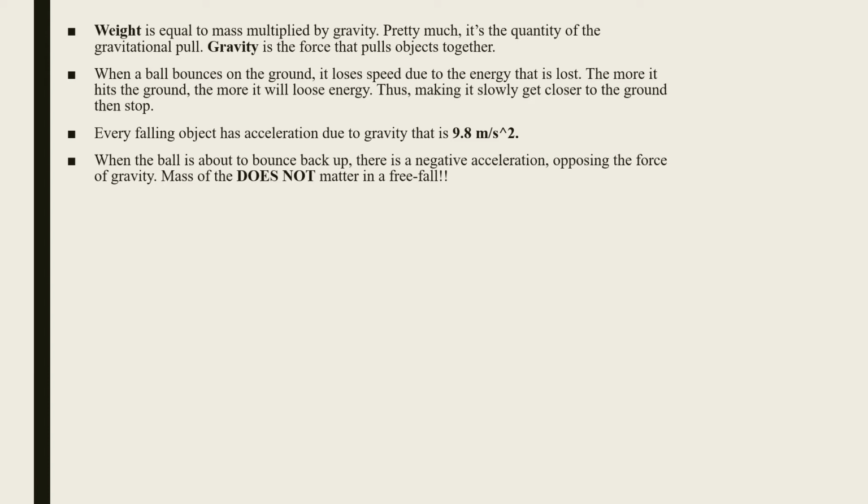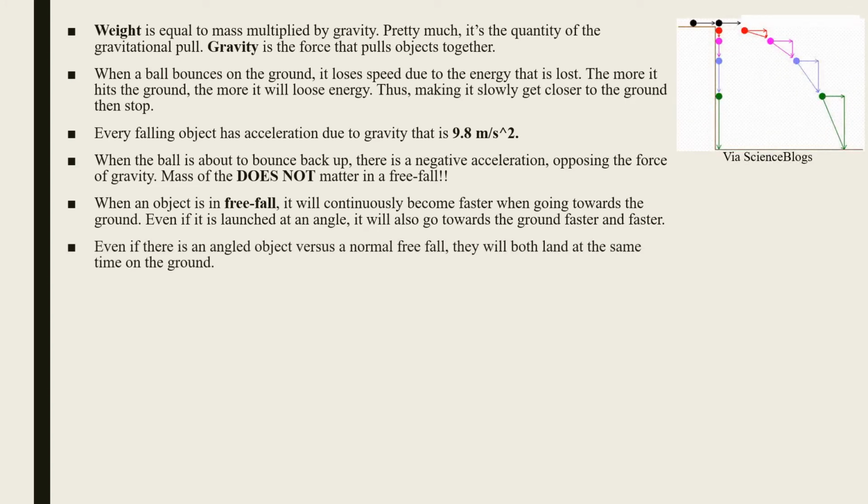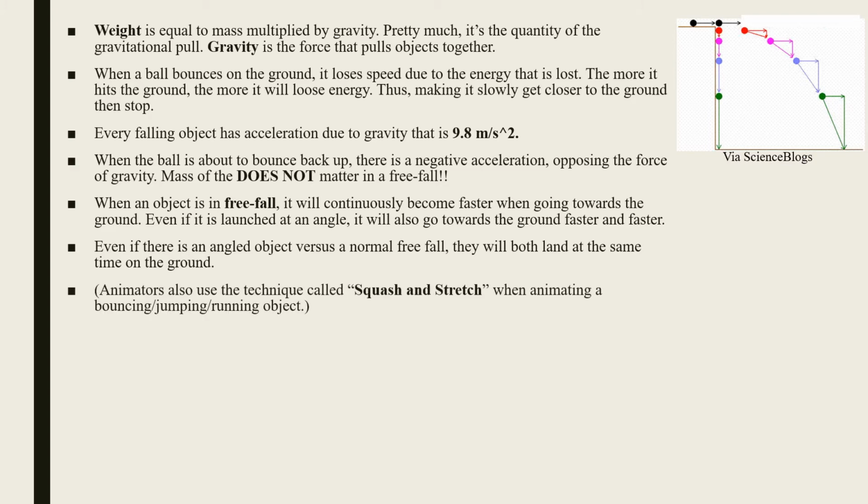Mass does not matter in a free fall. When an object is in free fall, it will continuously become faster when going towards the ground. Even if it's launched at an angle, it will always go towards the ground faster and faster. Here's a diagram showing how that works. Even if there is an angled object versus a normal free fall, they will both land on the ground at the same time. And animators also use a technique called squash and stretch when animating a bouncing, jumping, or running object.